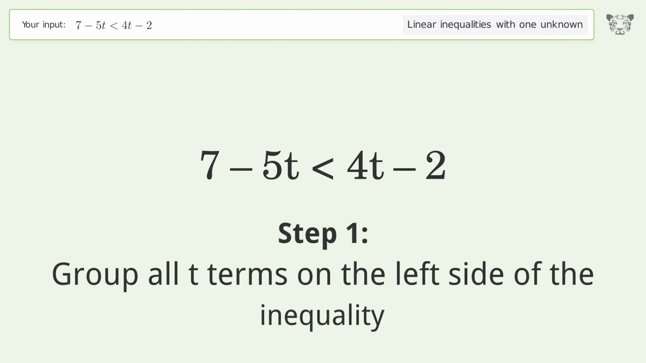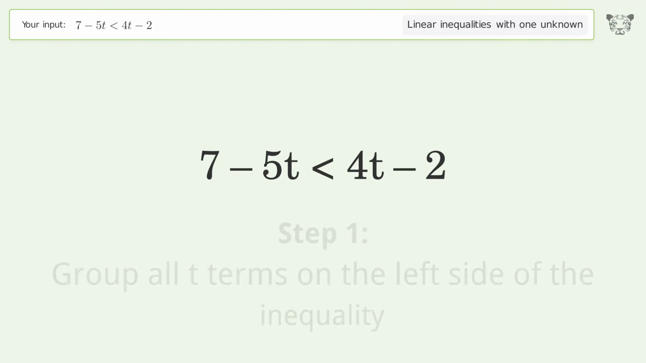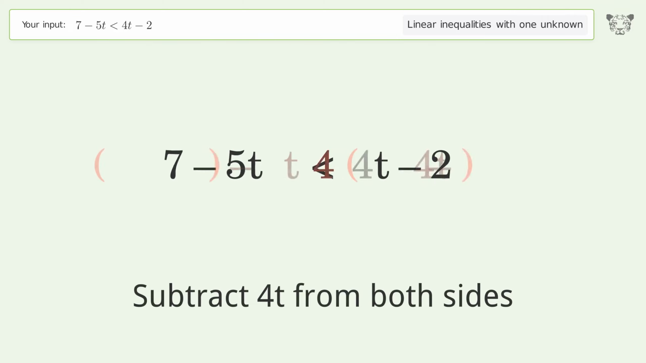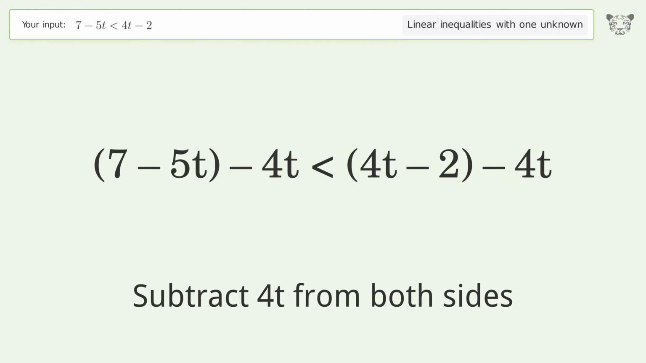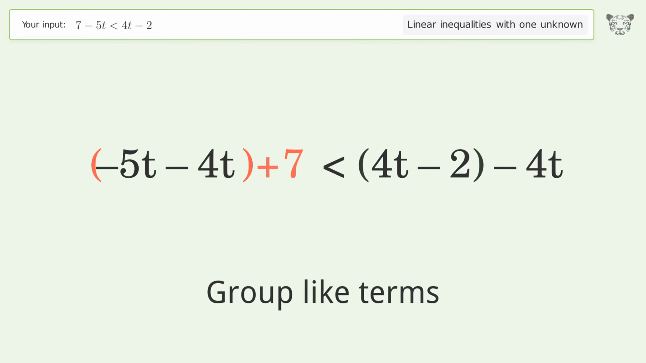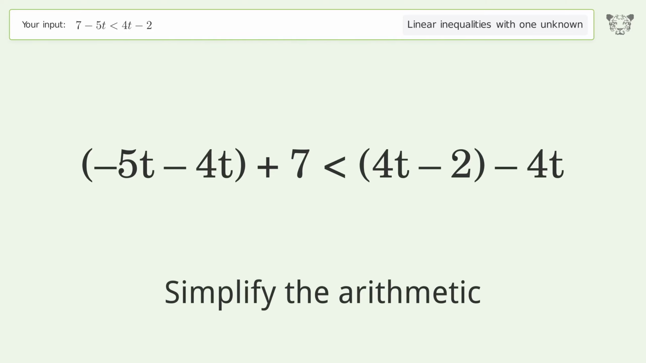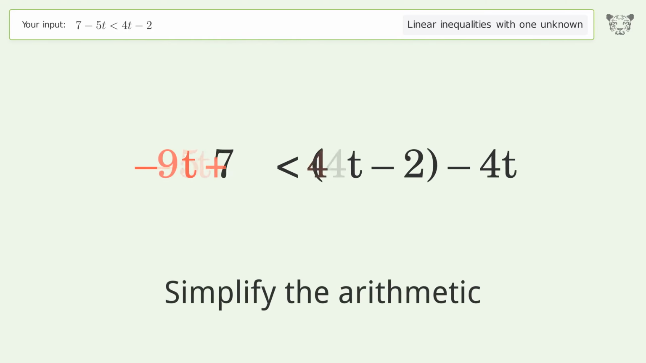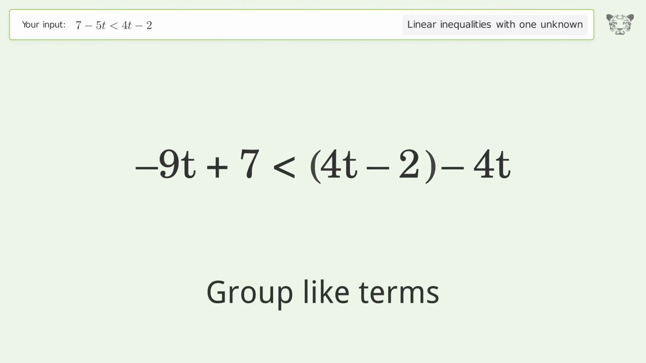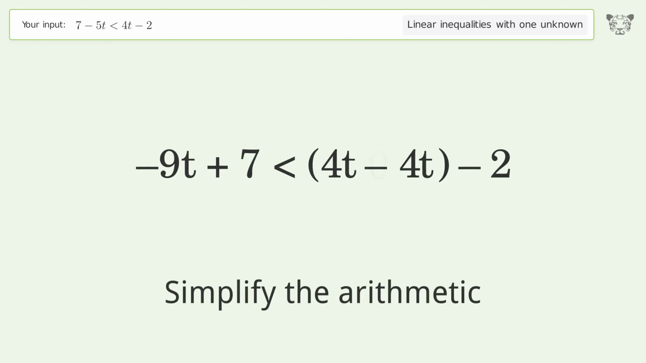Group all t terms on the left side of the inequality. Subtract 4t from both sides. Group like terms. Simplify the arithmetic. Group like terms. Simplify the arithmetic.